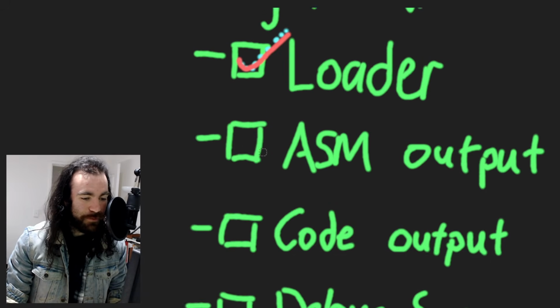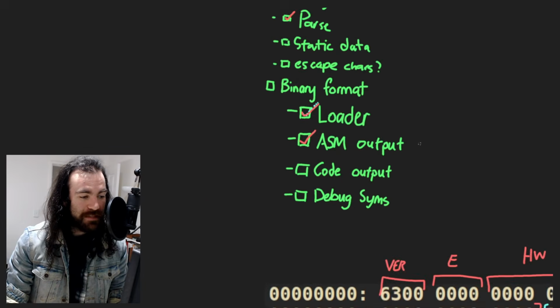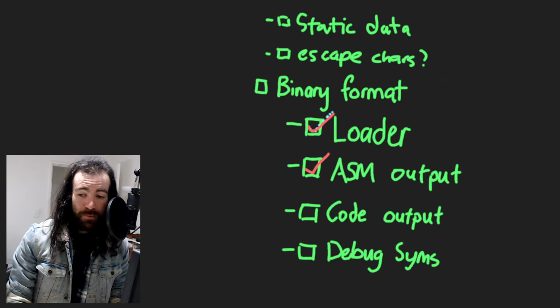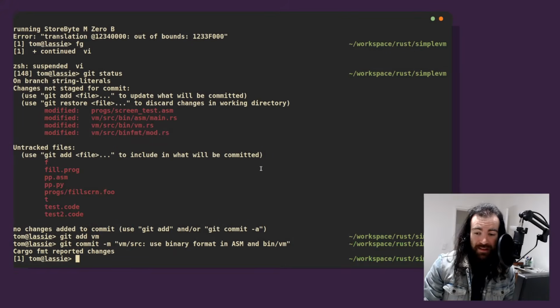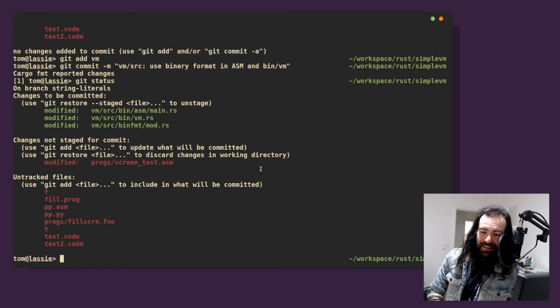This is no longer a phantom check. This is now a real check. We now output this from the assembler. So we can load our binary format, we can assemble to our binary format. Can we make the compiler output it? This is, oh boy, this is the big one. This is the big one. Oh, hold on.